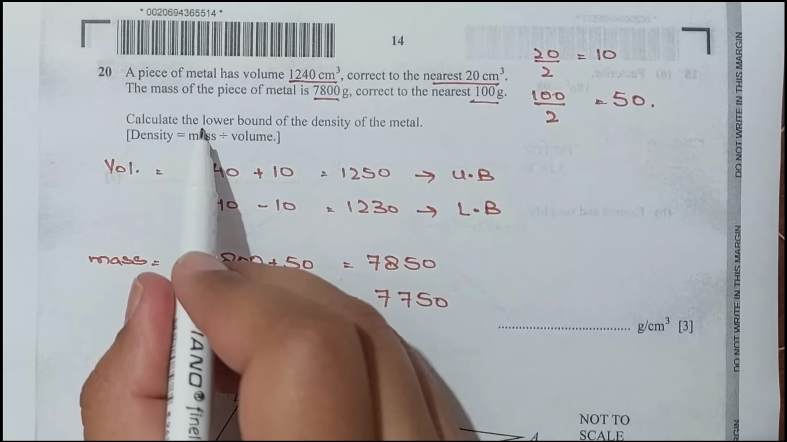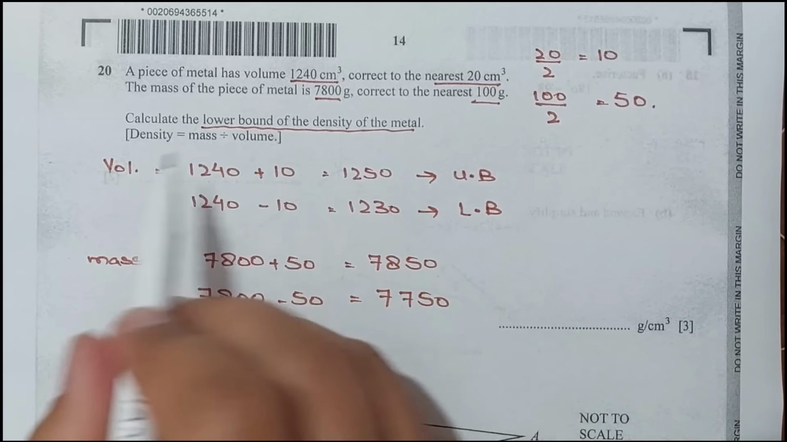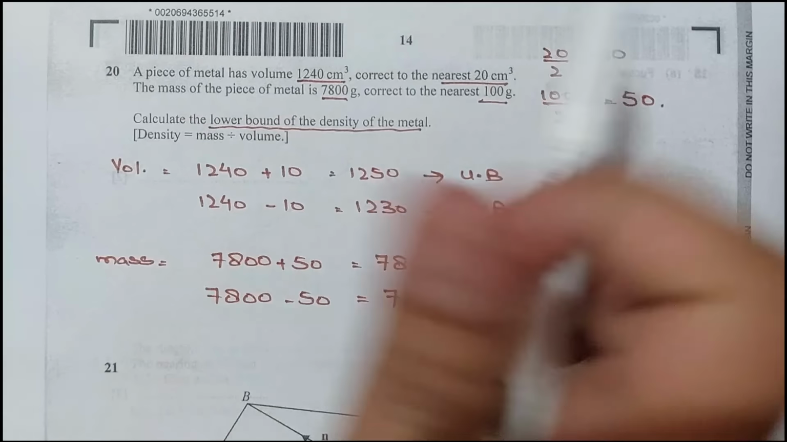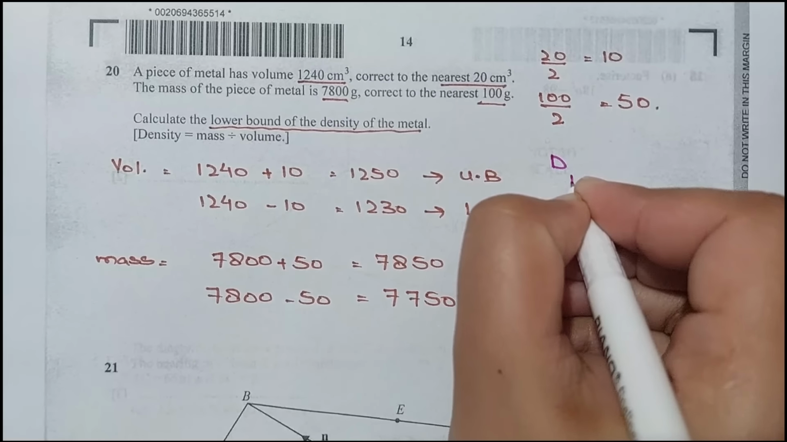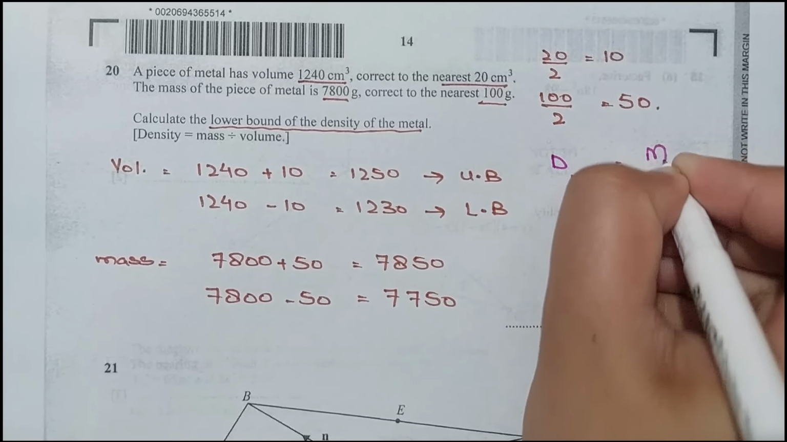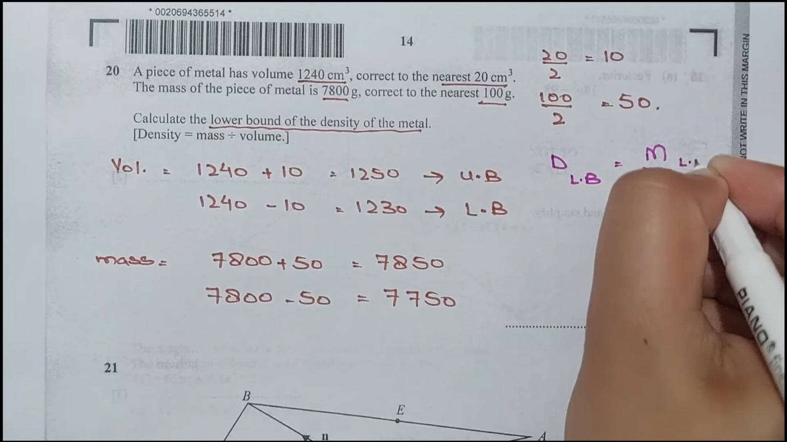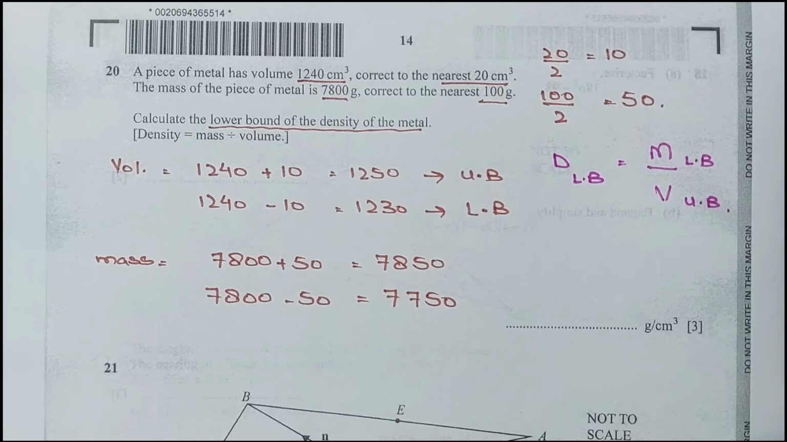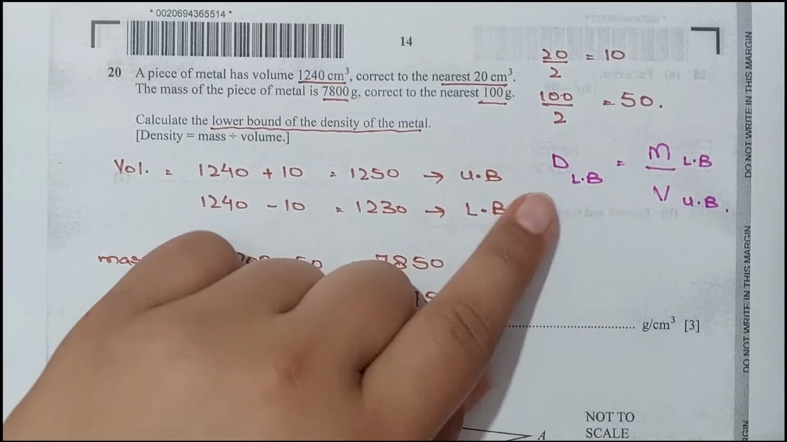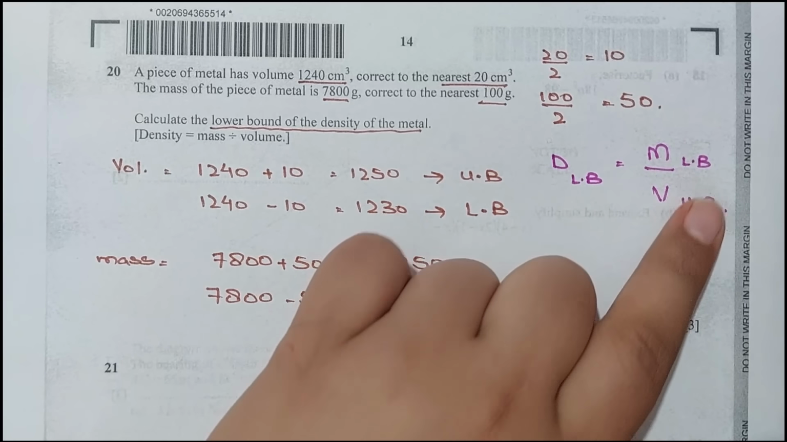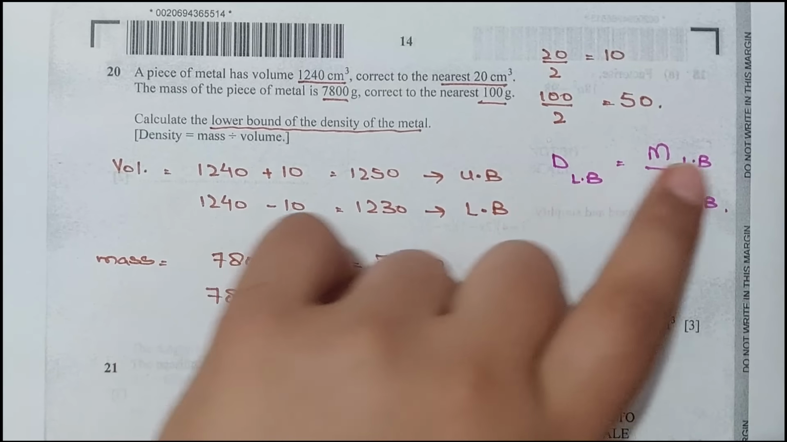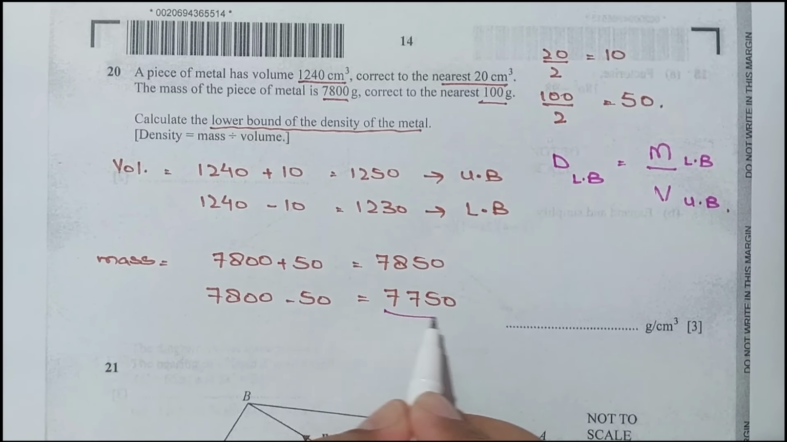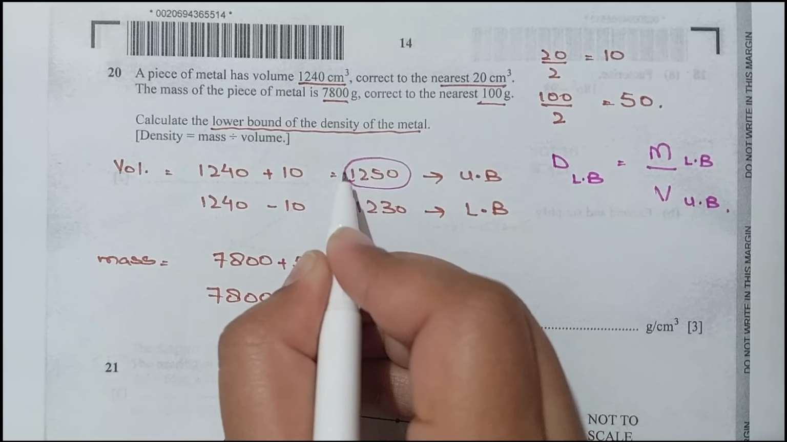Now the question is, calculate the lower bound of the density of the metal. Density is mass over volume. This is the mass, this is the volume. Okay. We have to find the lower bound density. Lower bound would be equal to the mass over the volume. The mass should be the lower bound and the volume should be the upper bound. When we are dealing with upper and lower bounds in terms of quotient, in terms of division, if it is lower, then the numerator should be lower and the denominator upper. If it is upper, the numerator should be upper and the denominator should be lower. So the mass lower bound we have to use and the volume upper bound we have to use.